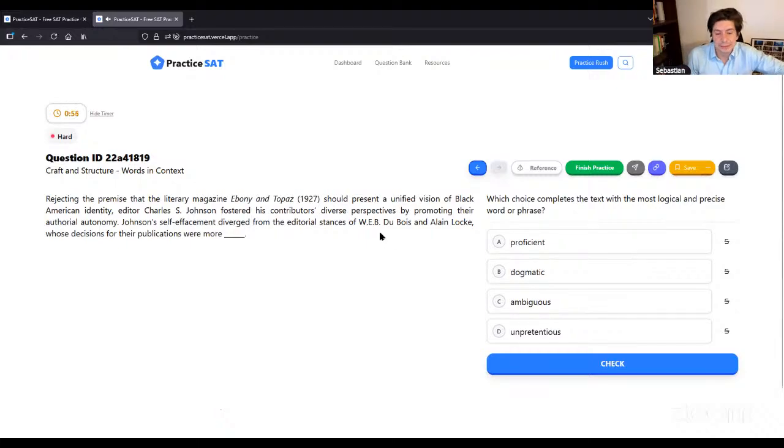So how is he different from them? They're more what? He contributed to diverse perspectives by promoting autonomy. So they must have not. So they must have been more dogmatic. That's like they're focused on one thing. So it should be B.